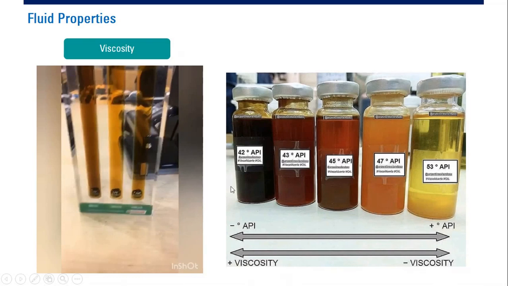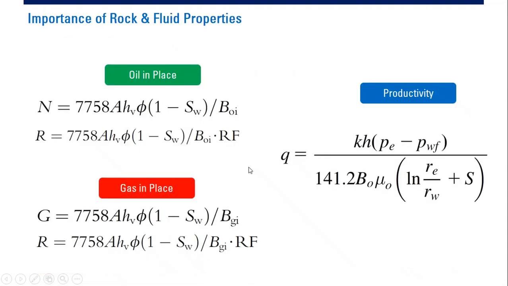Usually, heavy oil will have high viscosity. Easy to understand. But light oil will have low viscosity, so it can flow better than high viscosity or heavy oil. And the property is very important to determine the in place or productivity.